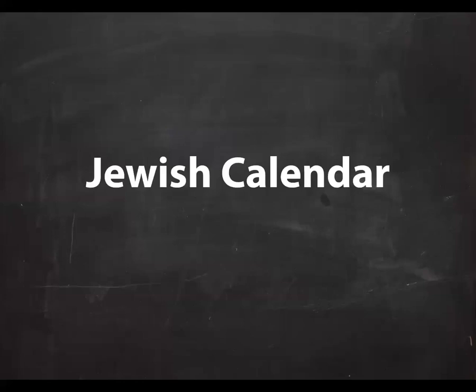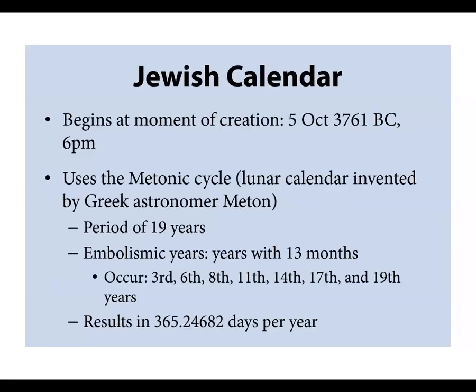The Jewish calendar is another calendar, especially if you have a lot of Eastern European immigrants that you have come across. And it actually is much further up than ours as far as the year. It begins at what they say is the moment of creation, which they have through calculations determined was 5 October 3761 BC at 6 p.m.